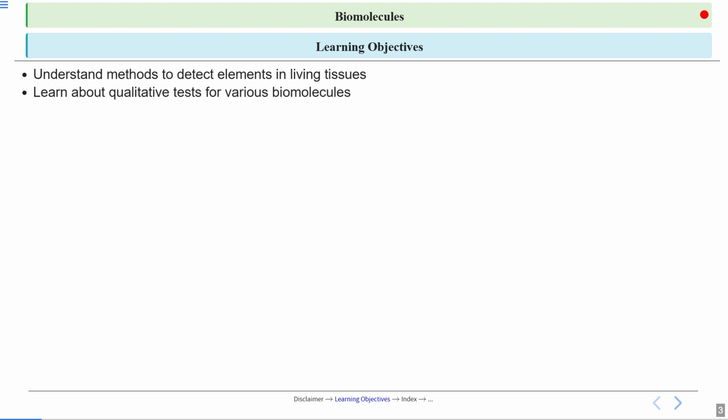Next, we'll also learn about the qualitative tests for various biomolecules. Biomolecules are carbohydrates, proteins, lipids, and DNA, a nucleic acid. RNA is also a nucleic acid. These are all biomolecules. So we will learn about the tests which are used to detect these biomolecules. We'll also list different types of biomolecules and their composition.